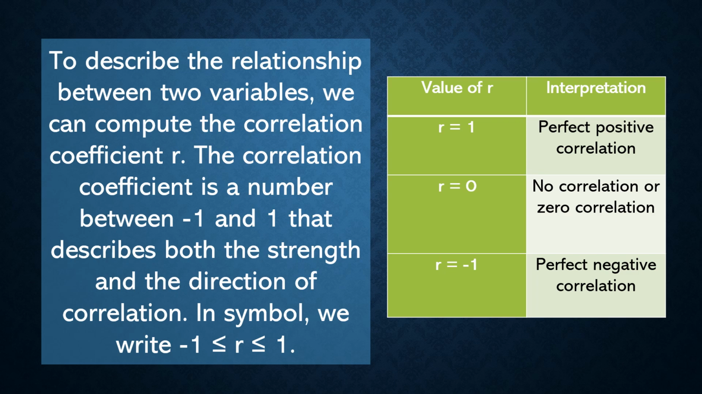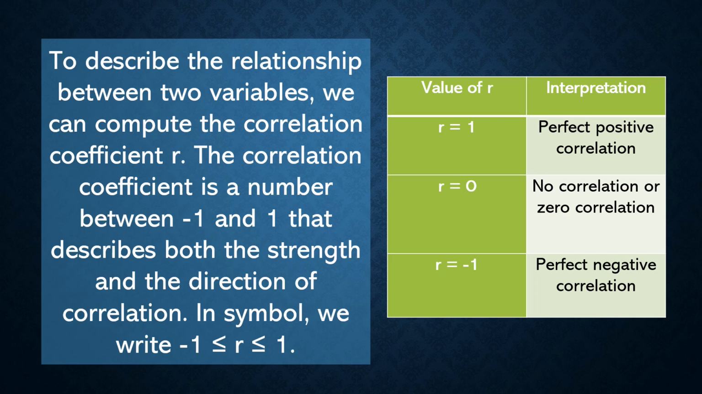First, to describe the relationship between two variables, we can compute the correlation coefficient r. The correlation coefficient is a number between -1 and 1 that describes both the strength and the direction of correlation. In symbol, we write r is greater than or equal to -1 but less than or equal to 1. It implies that if your value of r is greater than 1 or less than -1, you got a wrong answer or maybe you have a wrong solution.